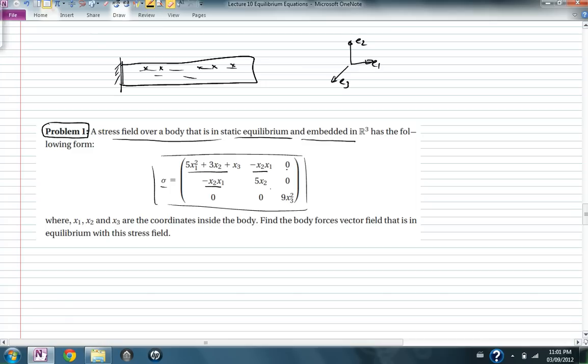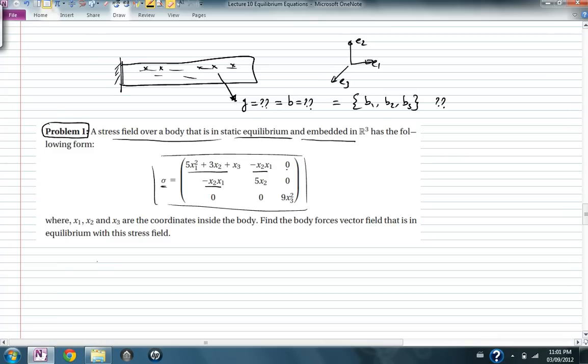Now for this stress to be in equilibrium, there has to be some sort of gravity field that is pulling this object, that's causing it to have this stress matrix. And the objective of the problem is, what is this G, or what we call B. And B has 3 components, B1, B2, and B3. What are those components?